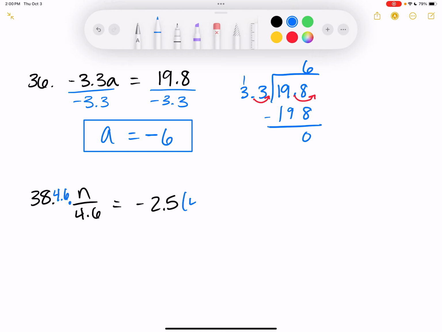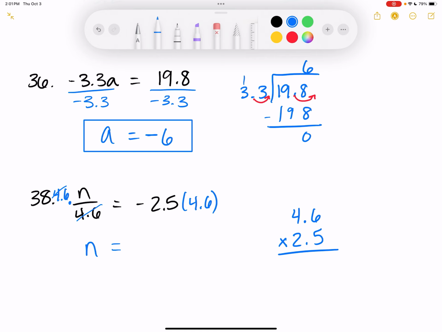So on the left side, I'm left with n because both things cancel. Over here, I'm going to again do a refresher on multiplying decimals because we've been having issues with this too. So I have these two things being multiplied. One's positive, one's negative. What is my final answer going to be?